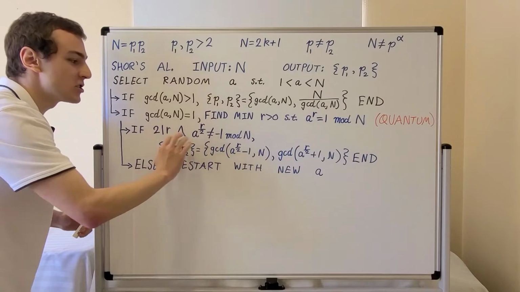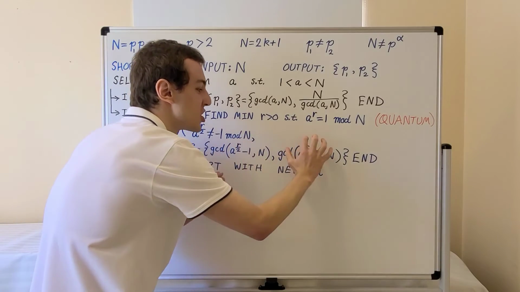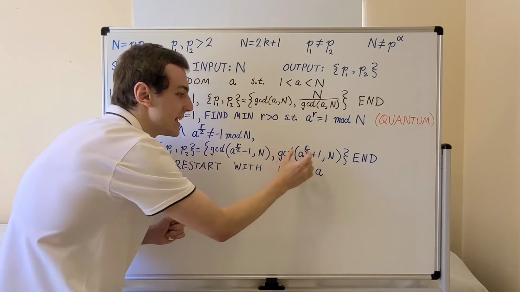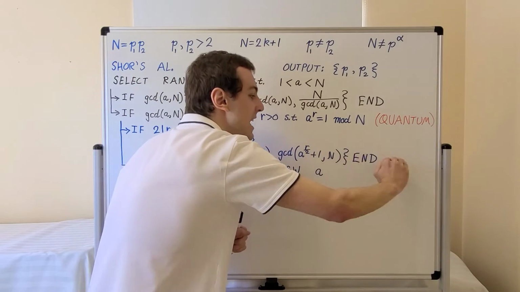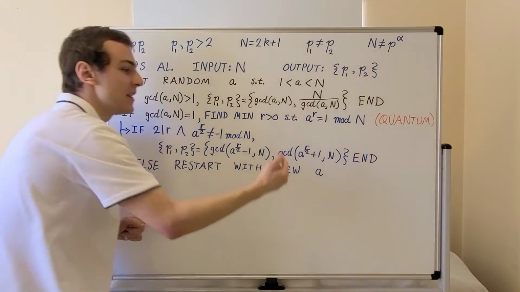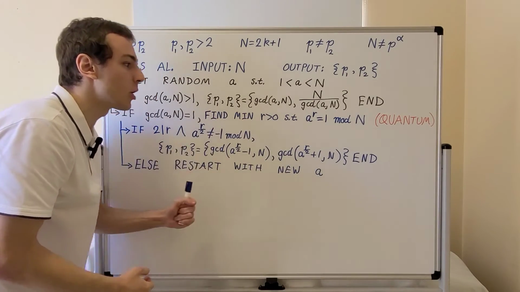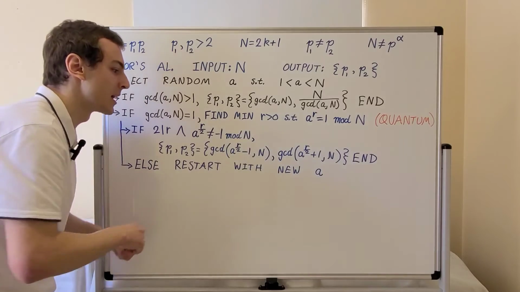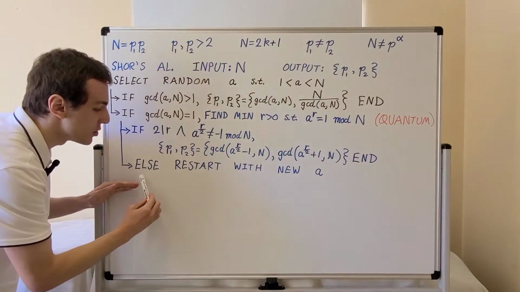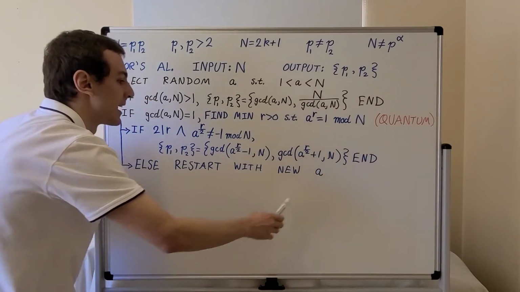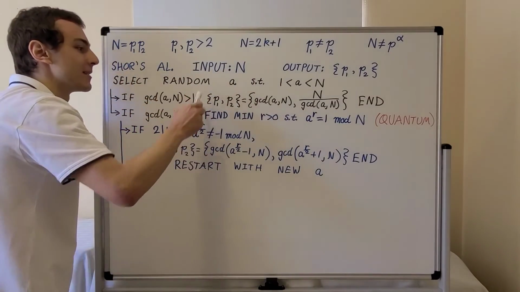If both of these conditions are satisfied and we successfully manage to find the prime factors by computing the greatest common divisor of these values with n, then we can end the program here. But if it doesn't work, then we know that this value of a is not going to work with Shor's factoring algorithm. So we have to go to this step, we have to restart with a new value of a. And that means we go back to the beginning.